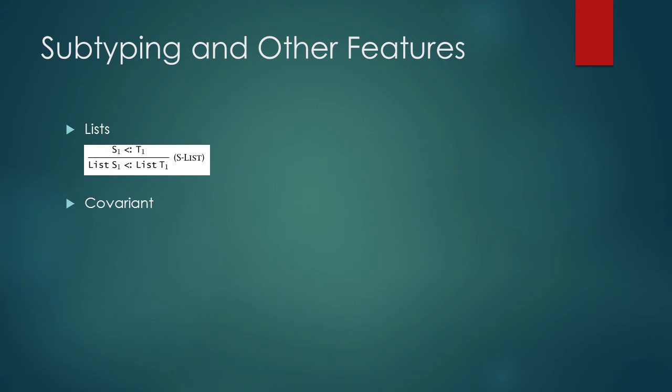Lists. The list constructor is covariant, like most apart from the left side of subtype functions. If all elements are of a list of type S1, and S1 is the subtype of T1, we know that the elements of that list can operate safely as though they were type T1.